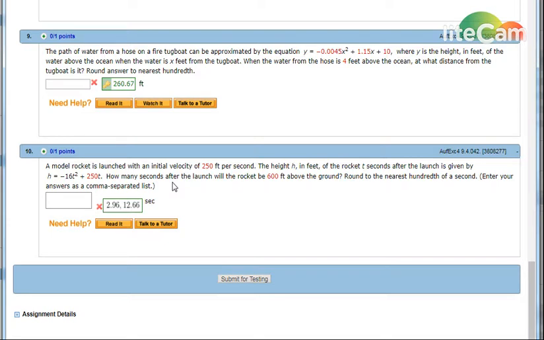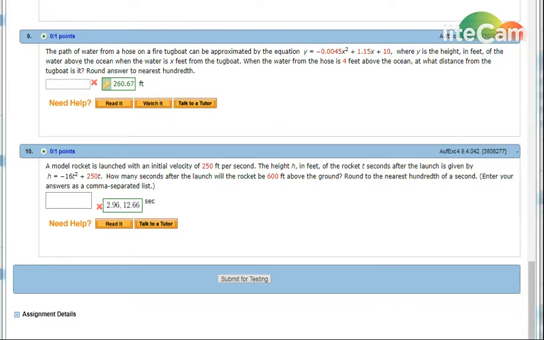So we're given this equation for the height of a model rocket. It's launched at an initial velocity of 200 feet per second. The height is measured in feet. H represents the height, and T represents the time in seconds after the launch. It's given by this equation. We're asked to find out how many seconds after launch will the rocket be 600 feet above the ground.